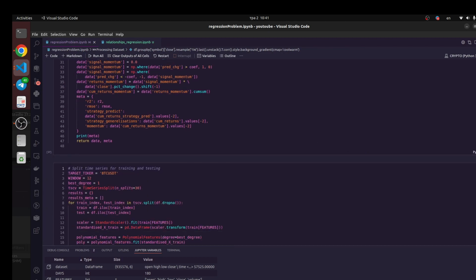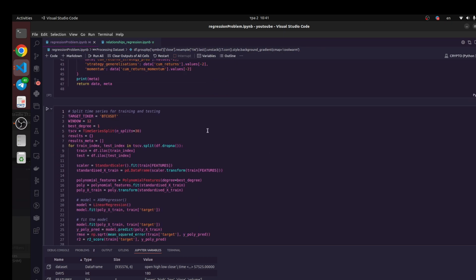Now, you see we used cross-validation using time series split. It means we test our strategy 30 times. That's enough to decide whether it's working or not over the last 4 months with multiple tickers, and you need to understand how it's working. You could also change the target tickers to apply the strategy to other tickers like Ethereum or Bitcoin or Cardano or something like this.